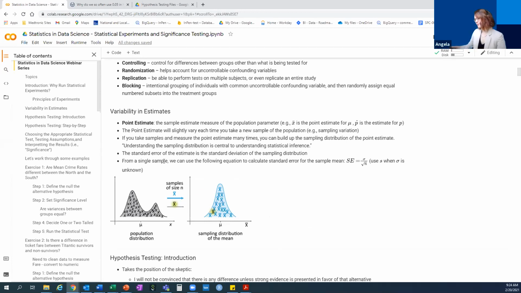Another key fact about this distribution: the standard error of the estimate, that you may have heard of in previous sessions in this series, is actually the standard deviation of the sampling distribution. So if you know that the standard deviation is a certain distance from the mean on either side of the mean here, if you were to measure the standard deviation of the sampling distribution, that is your standard error of your estimate.